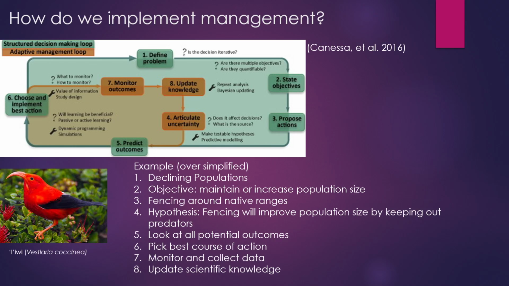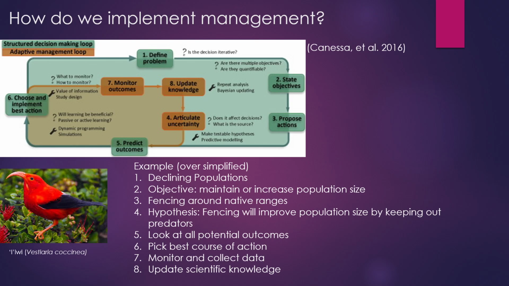How do we implement management? A quick way to explain this is using a simplified hypothetical example of the Hawaiian honeycreepers. We will specifically mention the iwi. Your first step is to define the problem, in this case declining populations of this particular bird species. Generally, as you set up your plan, you'll look at all possibilities, especially when dealing with an endangered species. But for now, we will continue on with a simplified hypothetical case.